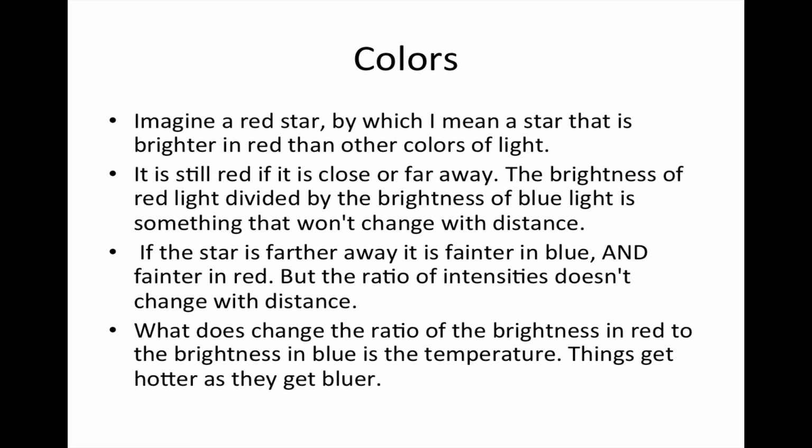Another way to wrap your head around this: imagine a hypothetical very red star. Your imaginary star is brighter in red than all the other colors of light. That star, whether it is really close to us or really far away, is still red. The overall brightness decreases when you put it further away, but how red it is doesn't depend on whether it's close or far away. So the brightness of red light divided by the brightness of blue light from this object is not going to change, no matter how far away or close up it is. If the star is farther away, of course, it's fainter in both, but the ratio of intensities doesn't change with distance. What does change the ratio of the brightness in red to the brightness in blue is the temperature of the object. Things get hotter when they get bluer.